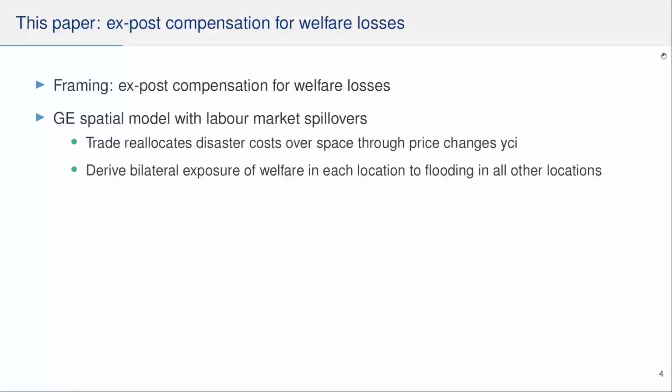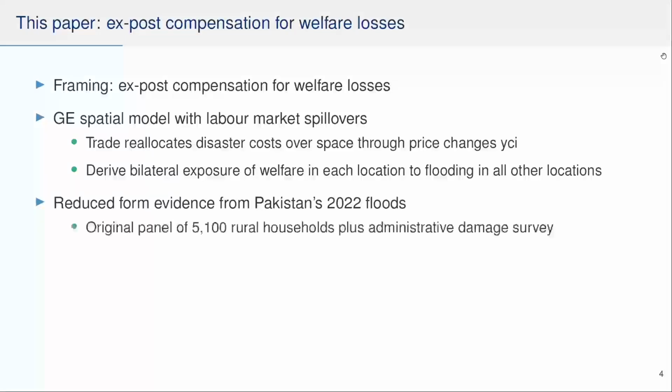Okay, so the next thing we're going to do is show you that this welfare measure, or this model-derived measure of exposure to an event, predicts or matters for welfare over and above direct physical exposure. To do that, we're going to go to a specific event. Our empirical setting is going to be Pakistan's 2022 floods. These were a really large flood. 7% of the land in the country was underwater.